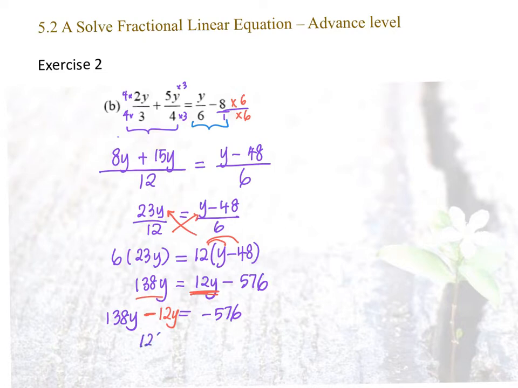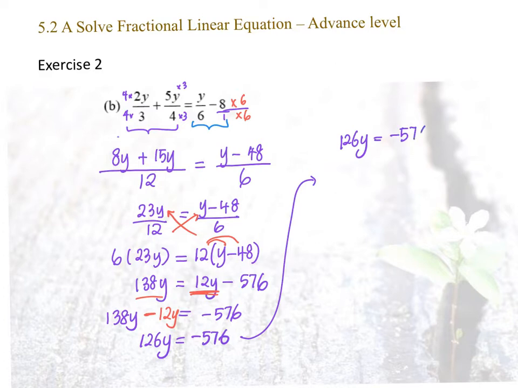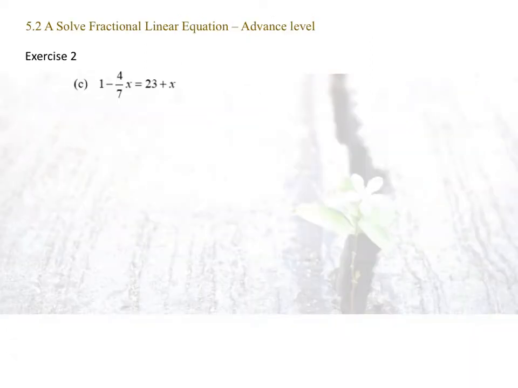Simplifying the equation. How to get 1 unit of y? Divide by 126. That will give us y to be equals to negative 32/7. Have you gotten the answer? Next, please try the following question on your own before checking with the answers.